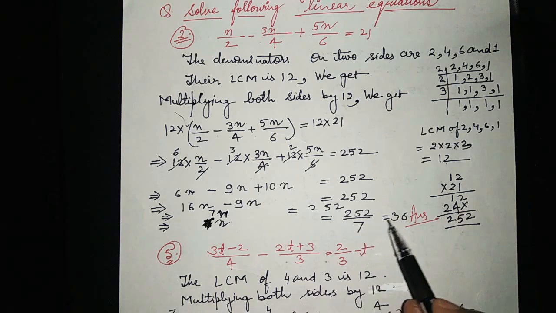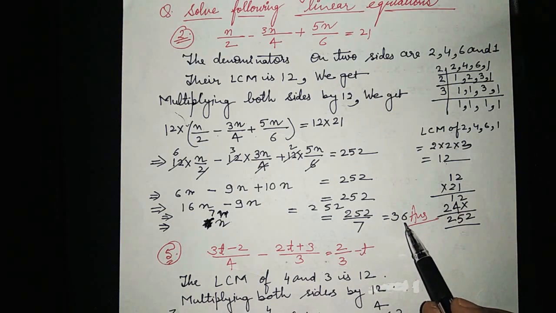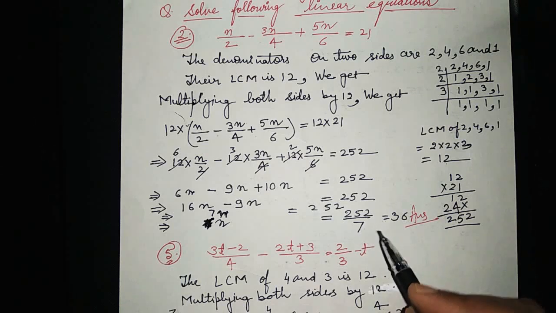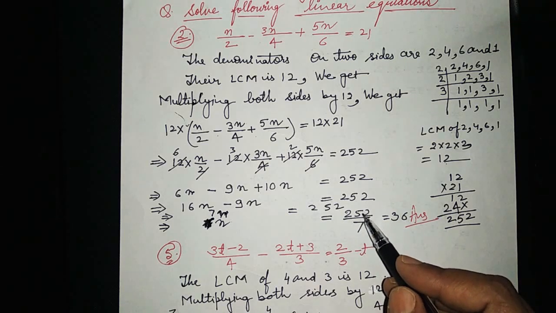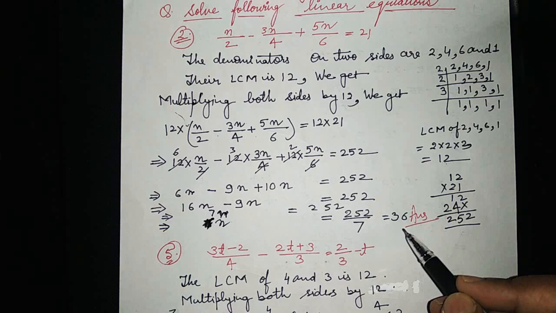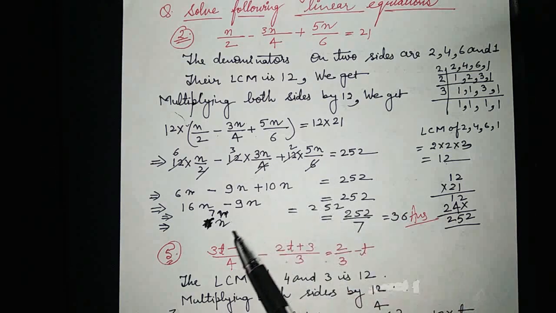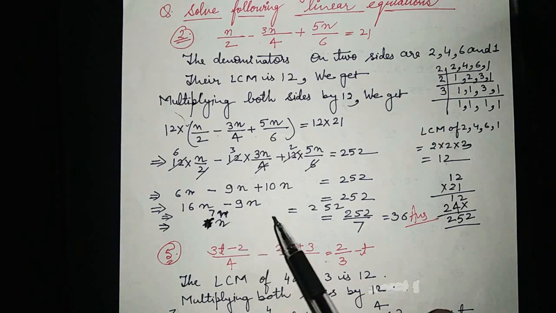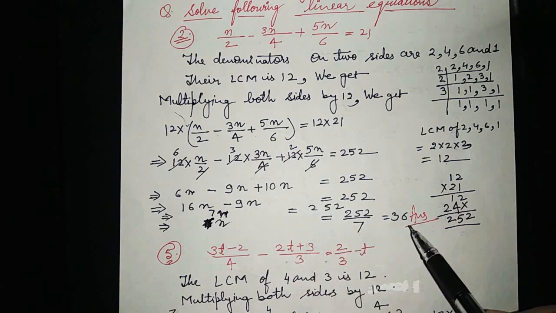And when we will reduce it, then 36 answer will come. Here 7 1 ja 7 and 7 3 ja 21 and then 7 6 ja 42. 36 answer will come for the unknown variable n. Hence required value of n is 36.